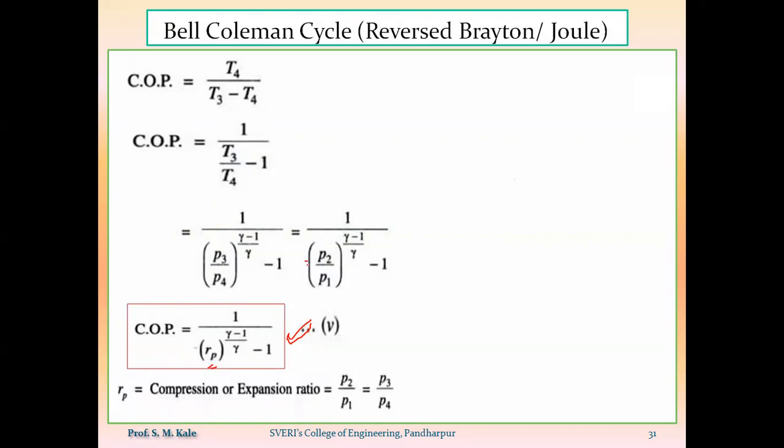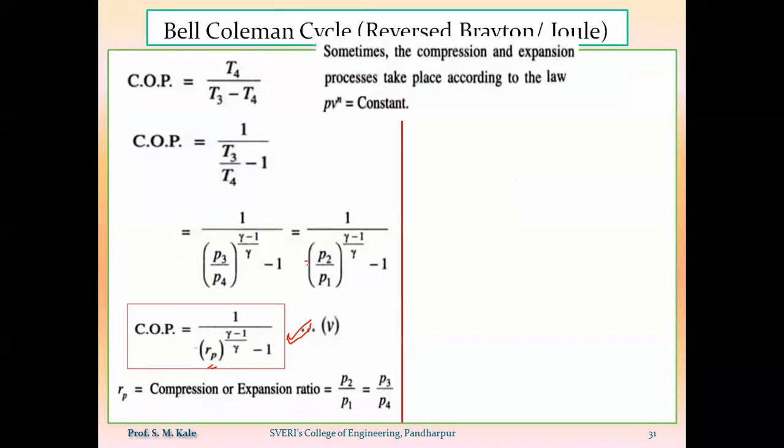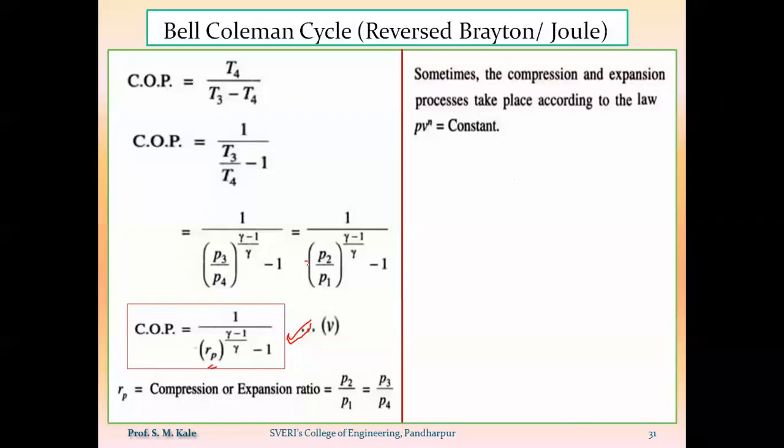So Rp is either the compression or the expansion ratio. If you take compression, you take P2 by P1; if you take expansion, you take P3 by P4. Now, it is not the case that in a Bell-Coleman cycle the compression and expansion processes will always be only isentropic.